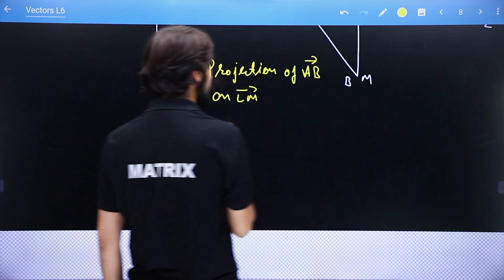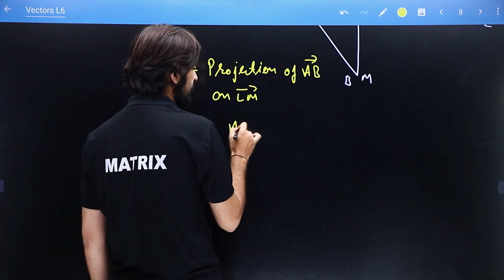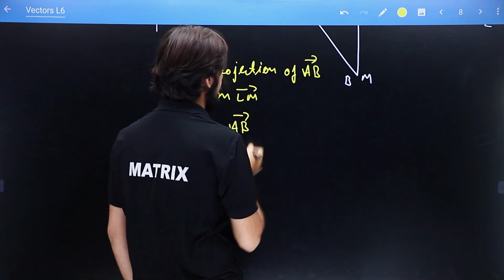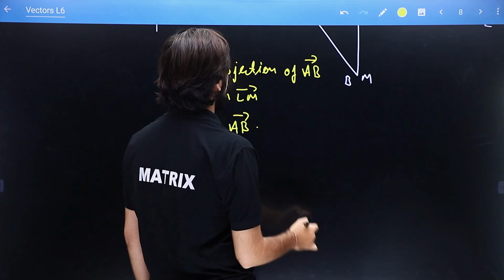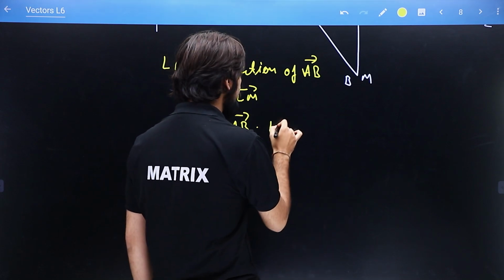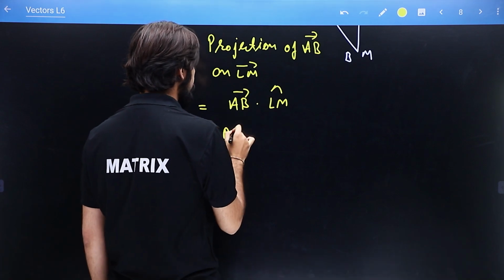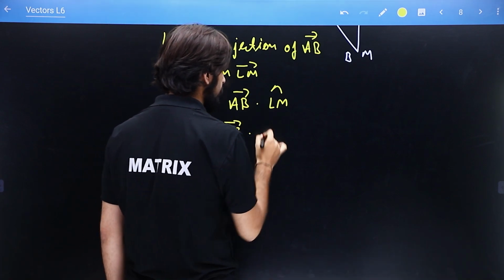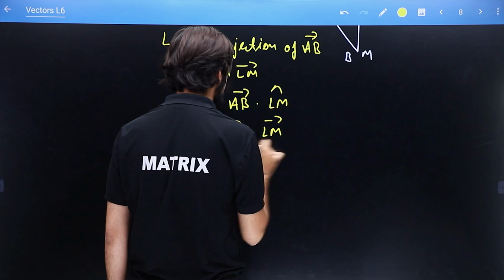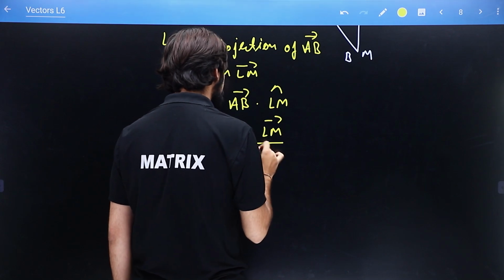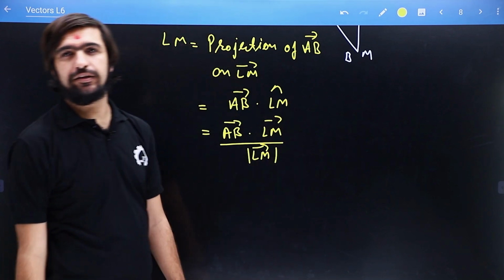So what was the projection of AB on the LM vector? This will be AB vector dot LM cap, if you remember that. So this will be AB vector dot LM vector divided by mod LM vector. Now the thing is, we have to just find the LM vector.